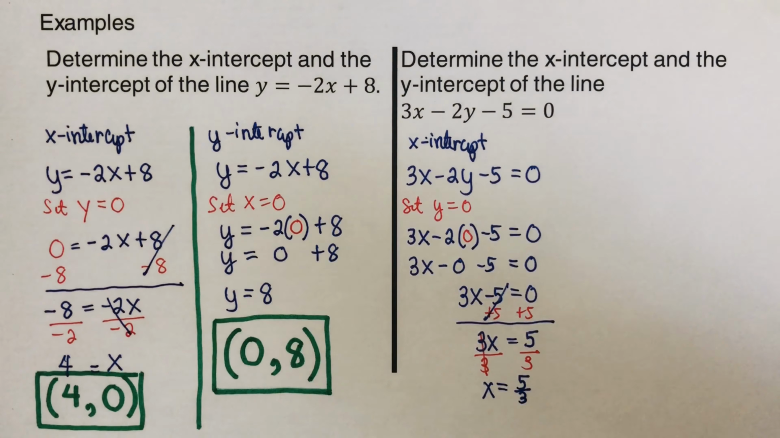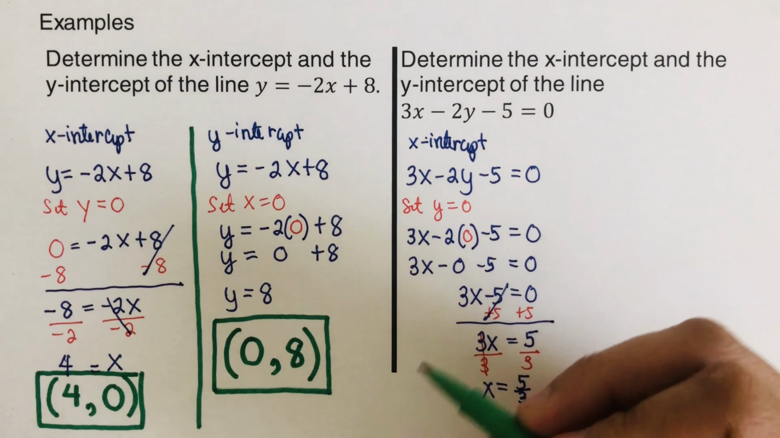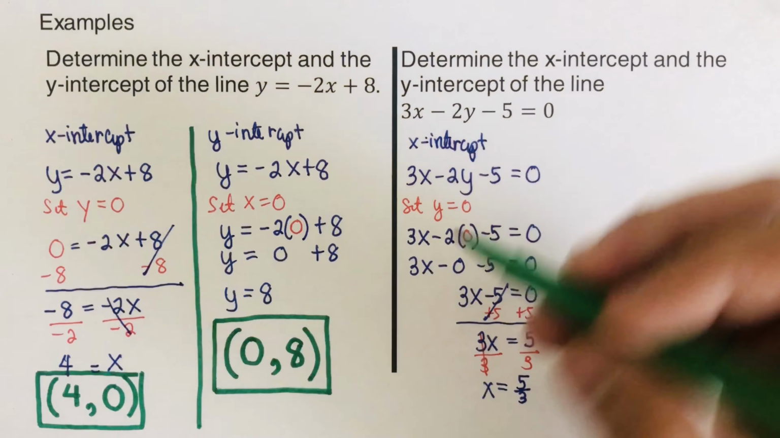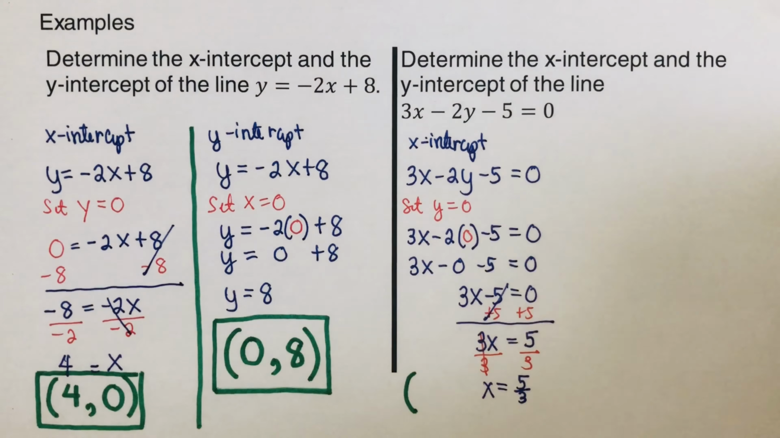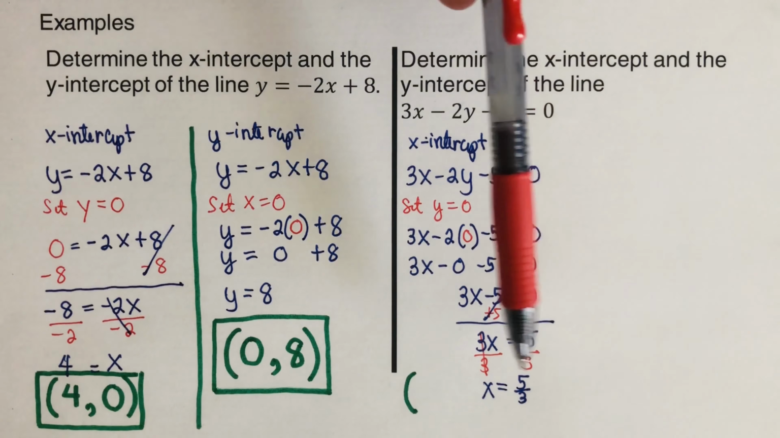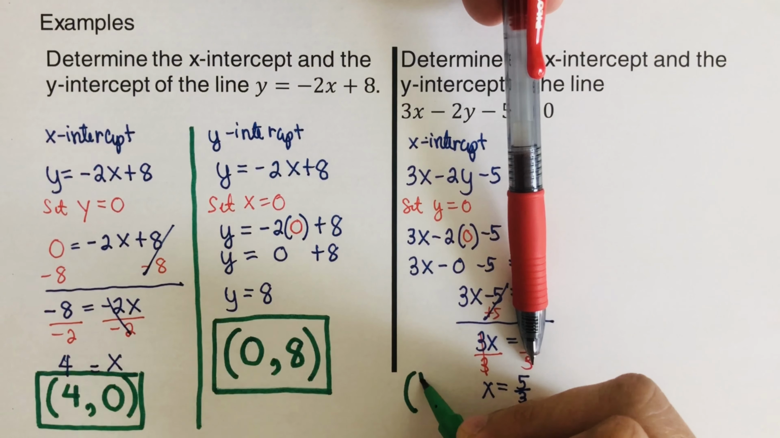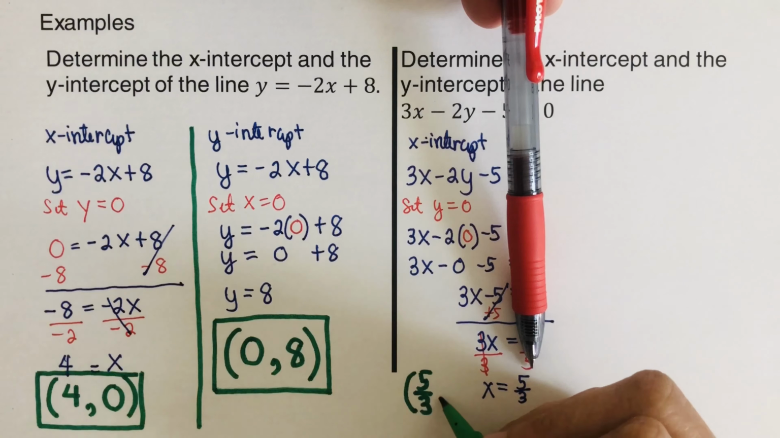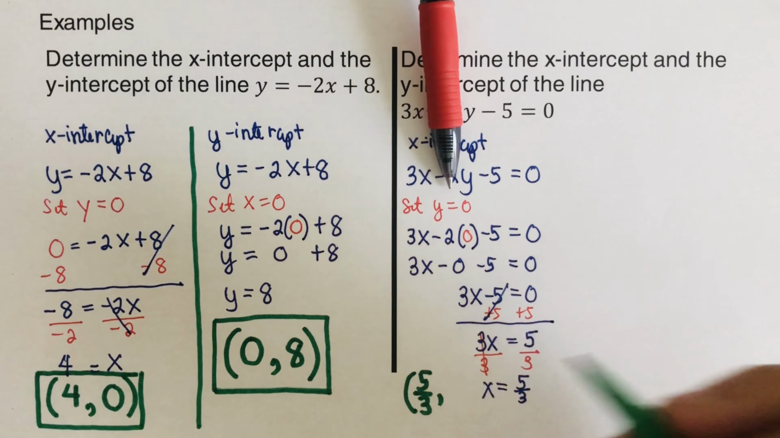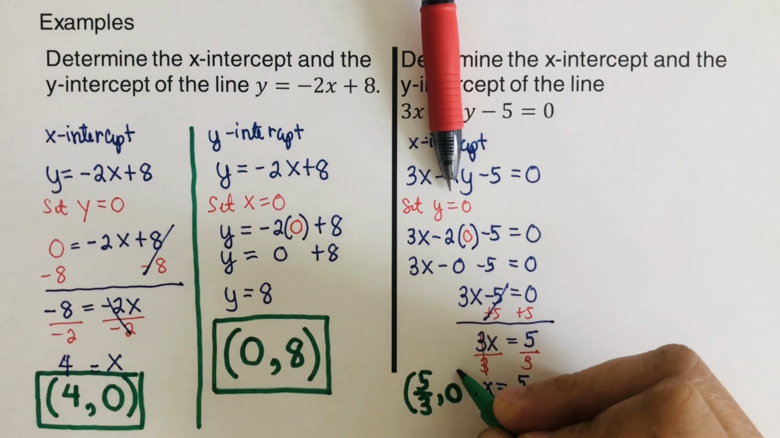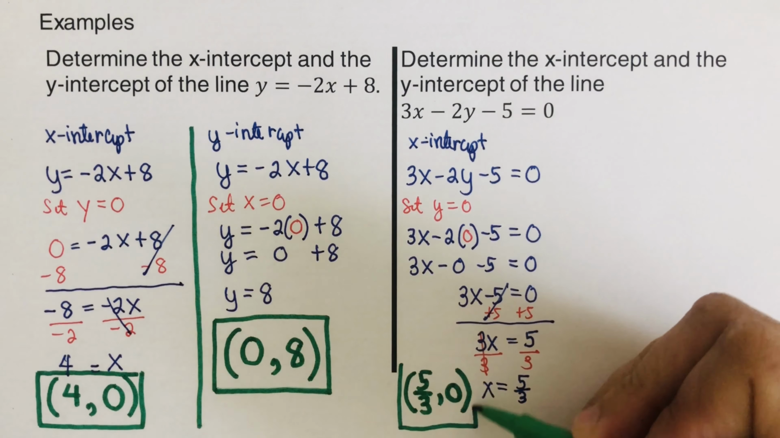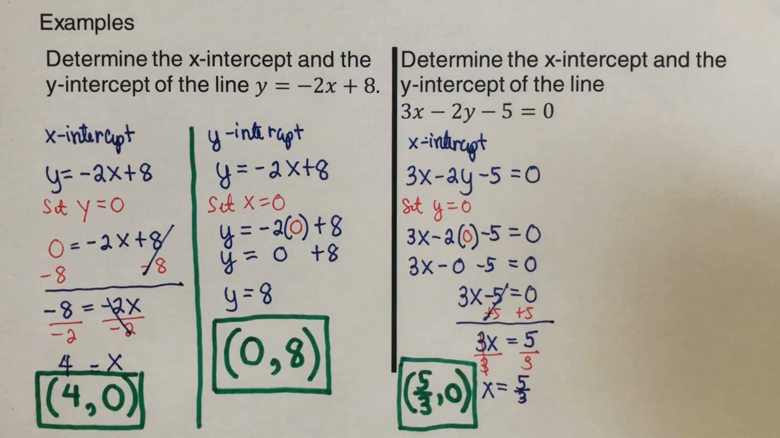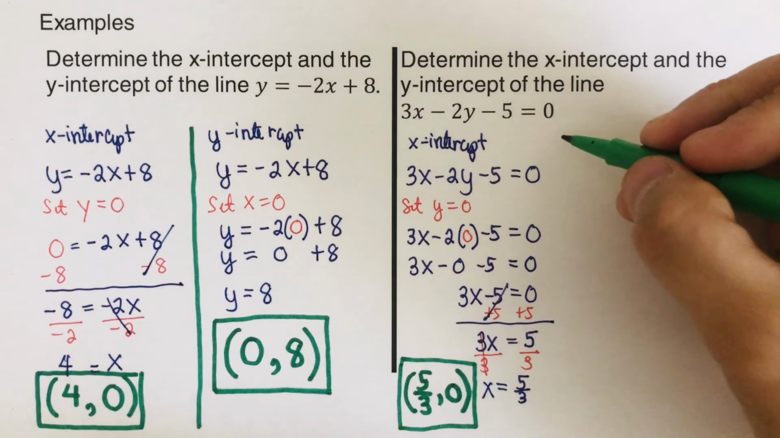So then we can go ahead and say that the coordinate of the x-intercept for this line is, we start with the x first. So the x is 5/3. So I'm going to write 5/3 here. And then the y that we set at the beginning is 0. So we put the 0 there, and this is our x-intercept. Did you get the same answer as this? Good. Perfect. We move on to the y-intercept.